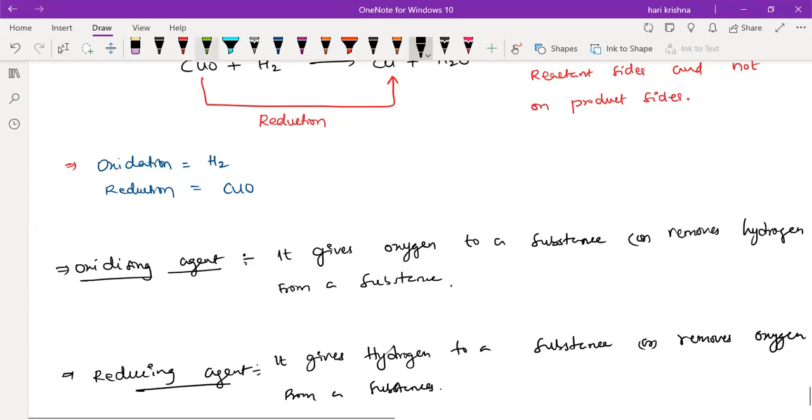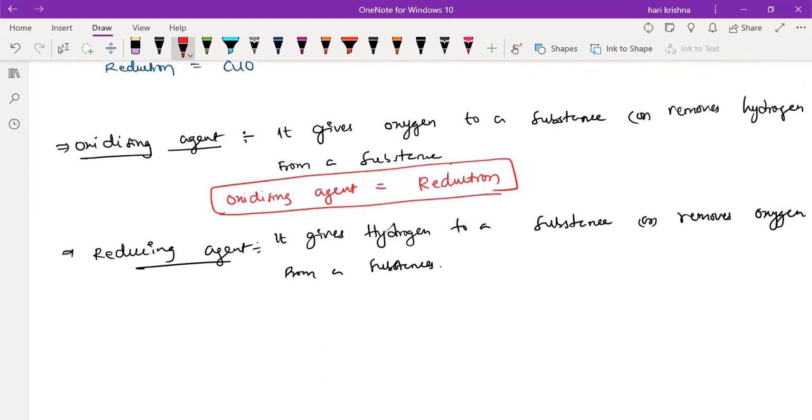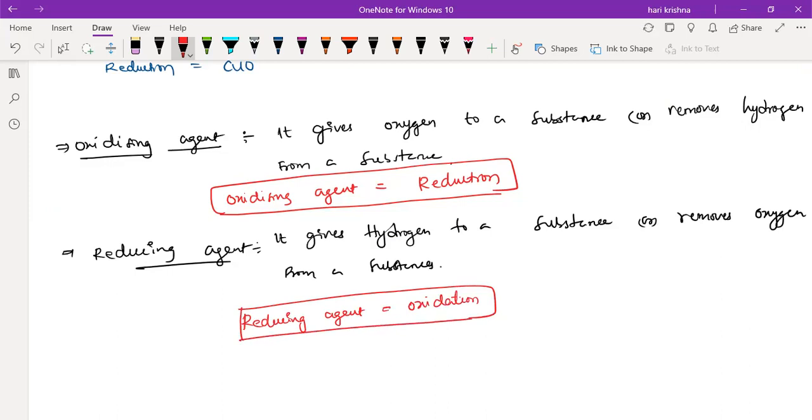Fine. So always remember, the oxidizing agent is equal to reduction, and the reducing agent is equal to oxidation. Oxidizing agent is always equal to reduction. Reducing agent is always equal to oxidation.